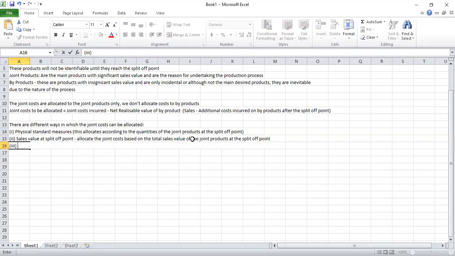Right. We can also allocate according to the net realizable value at the split off point. And the net realizable value is the sales minus further costs incurred after the split off point.